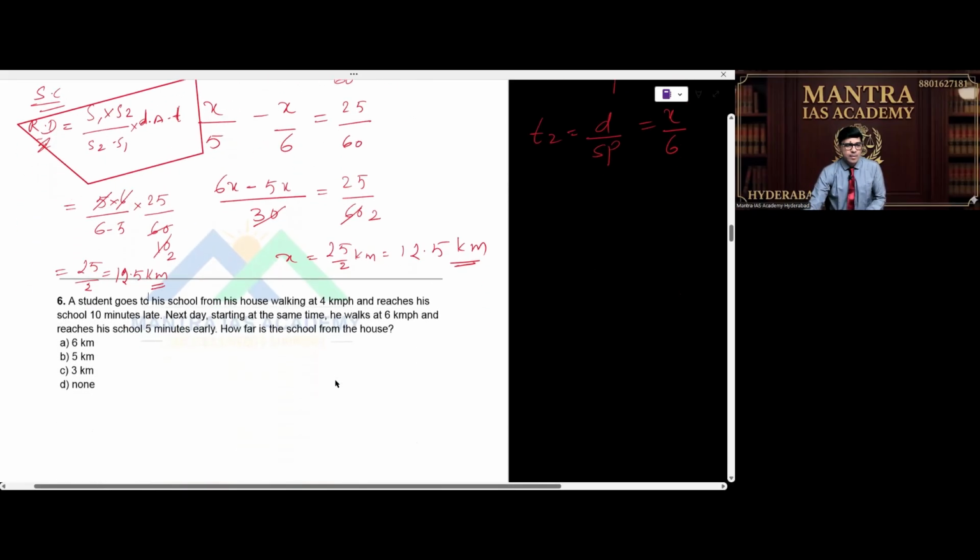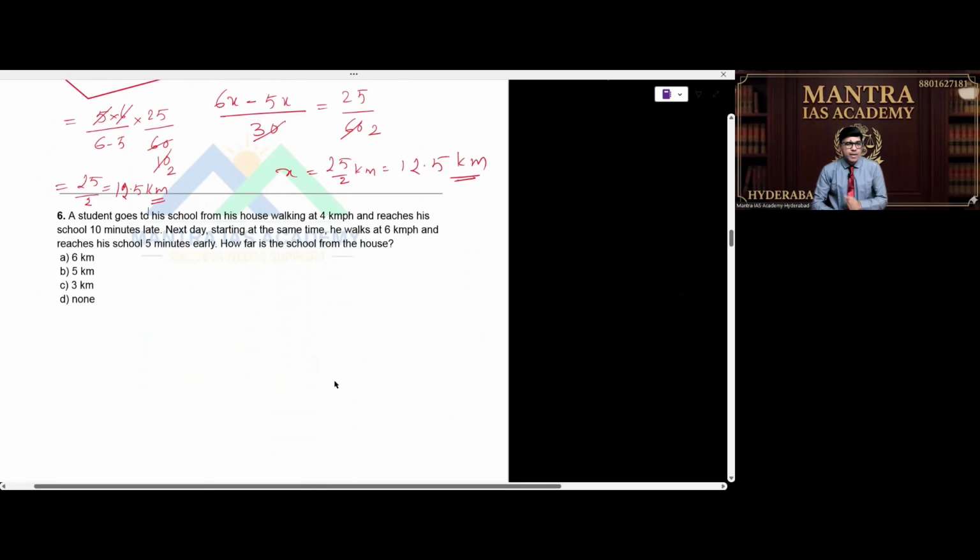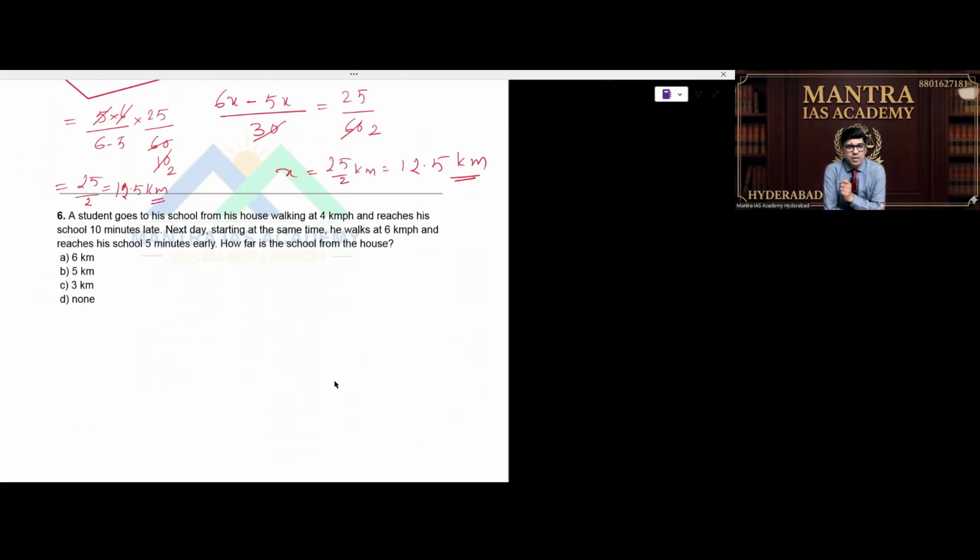Go to question number 6 here. A student goes to his school from his house, walking at 4 kilometers per hour and reaches his school 10 minutes late. Next day, starting at the same time, he walks at 6 kilometers per hour and reaches his school 5 minutes early. How far is the school from the house?